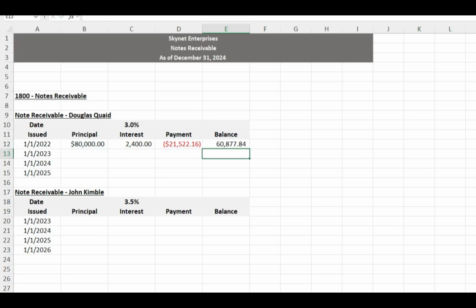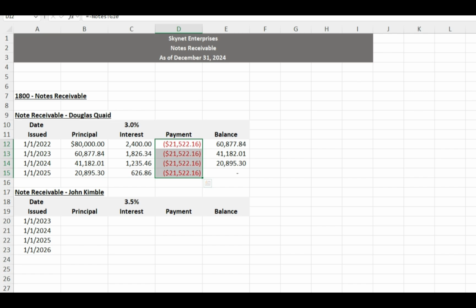So the ending balance for year one, $60,877.84. And we're just going to run this out for the life of the loan and just prove out the payment function. This is our note receivable amortization schedule.